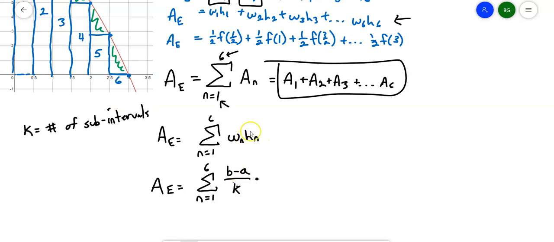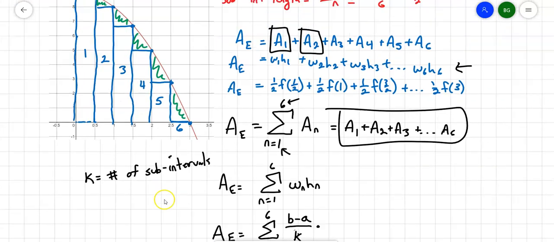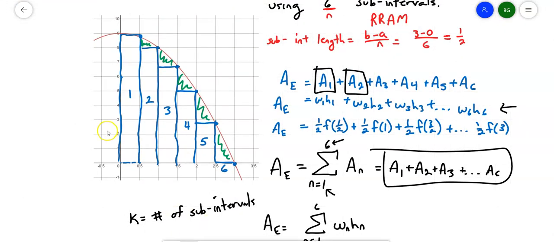Okay, and then what's the height of each of these rectangles? Well, let's remember how we did this. We drew upwards until we hit our function. So the height of this one is just f of 1/2, and the height of this one is just f of 1, and the height of this one is just f of 1.5 or 3/2. And it's kind of important to note that we started this whole thing at 0, or the very start of our interval.